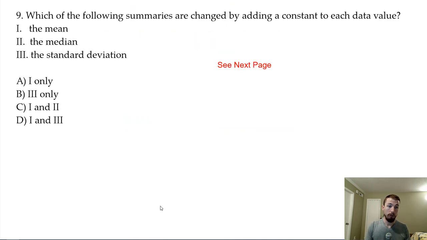Okay, so which of the following summaries are changed by adding a constant to each value? So the mean and standard deviation. The standard deviation is not going to change because there's no more spread added to it when we just shift values like we did with adding 2, but the median and the mean are going to change because they're going to be shifted with the actual data itself.